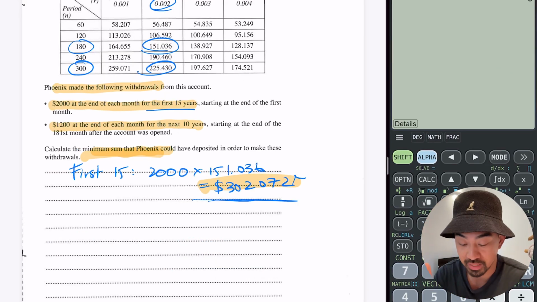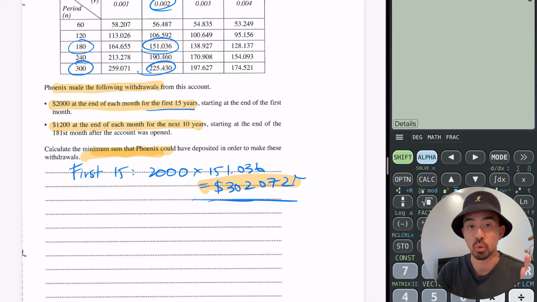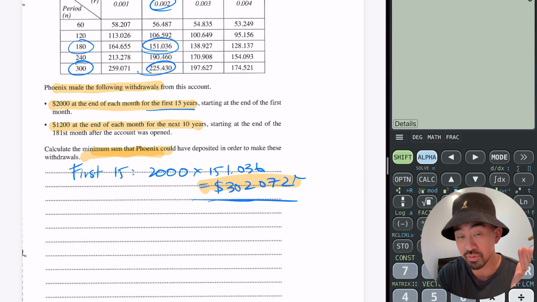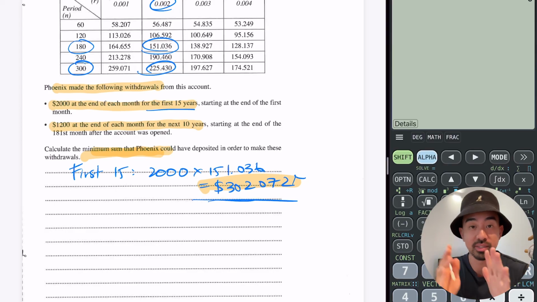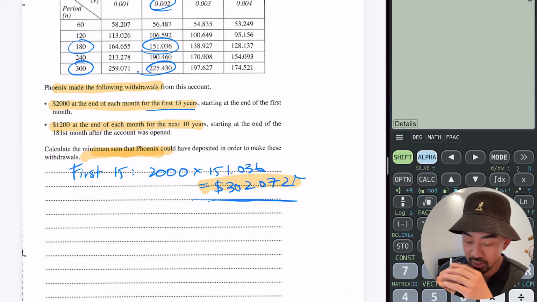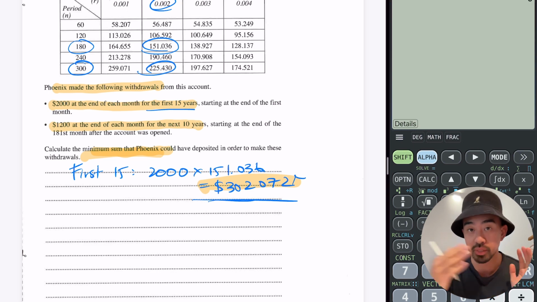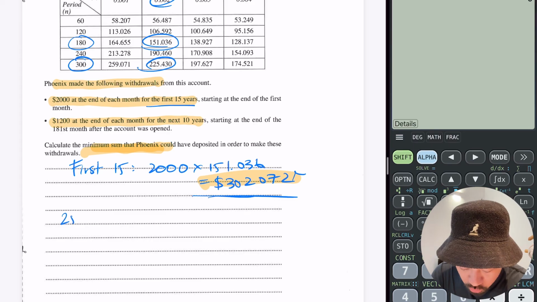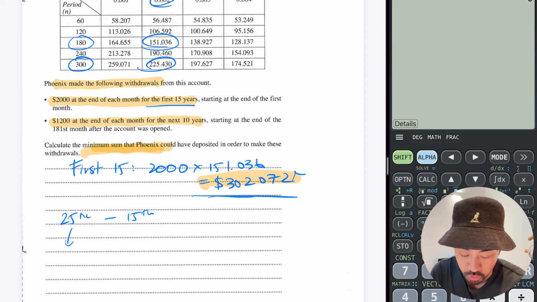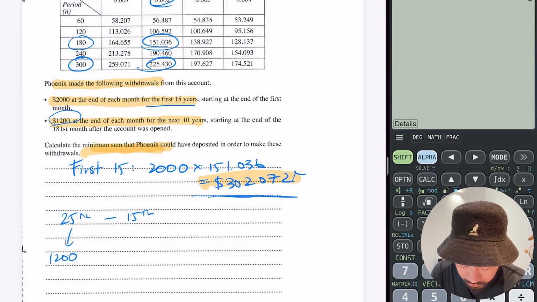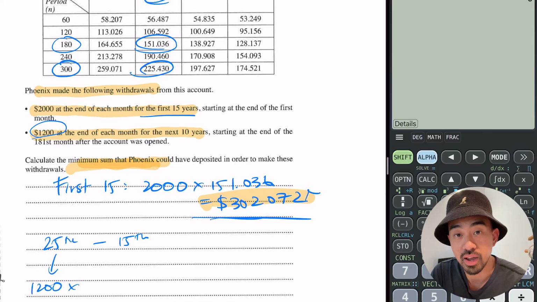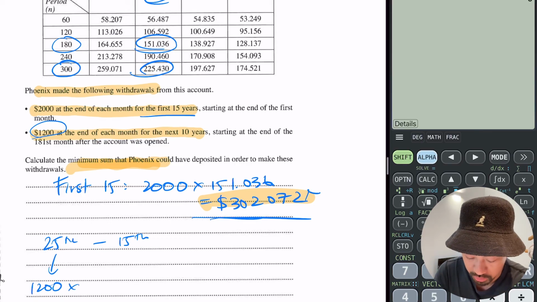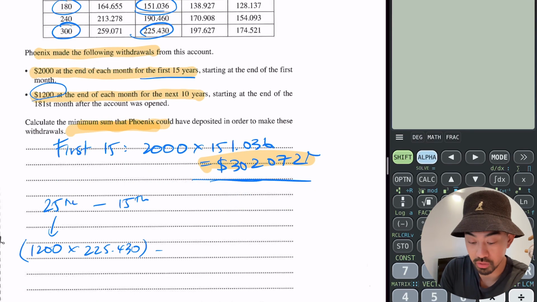To work out the next 10 years, imagine if the annuity was for 25 years, and we're going to take away the 15 years to give us that difference, because an annuity works that way: you have to start from the start in order to work out how much money you would have needed at the end. So we're trying to work out the 25th year, take away the 15th year. The 25th is going to be $1,200 times, now 25 years in months is 300, so our interest factor is 225.430. And now we're going to minus the 15 years of the $1,200.